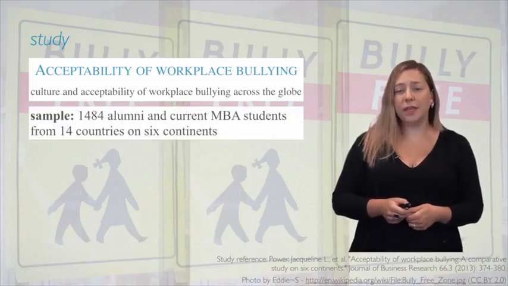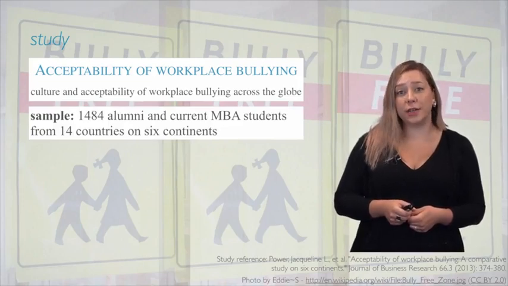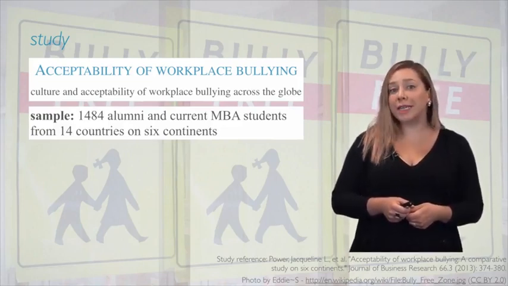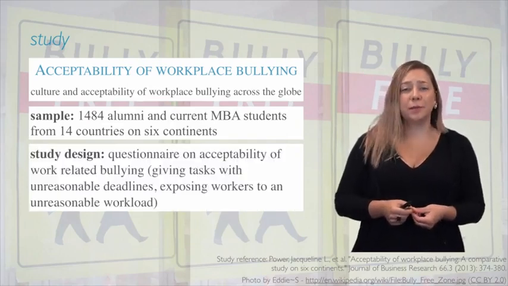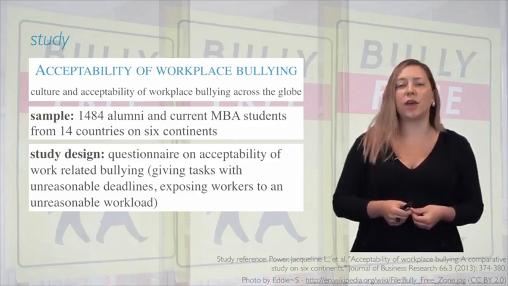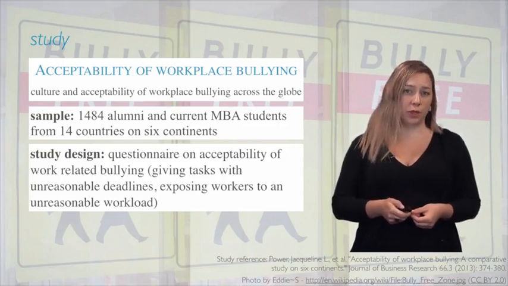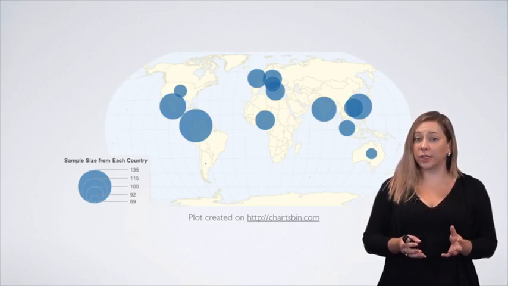As part of the study, the researchers collected data using a survey from 1,484 alumni and current MBA students from 14 countries on 6 continents. The survey asked questions on acceptability of work-related bullying, which is defined as giving tasks with unreasonable deadlines or exposing workers to an unreasonable workload. In this plot, we can see a geographic distribution of the countries included in this study.